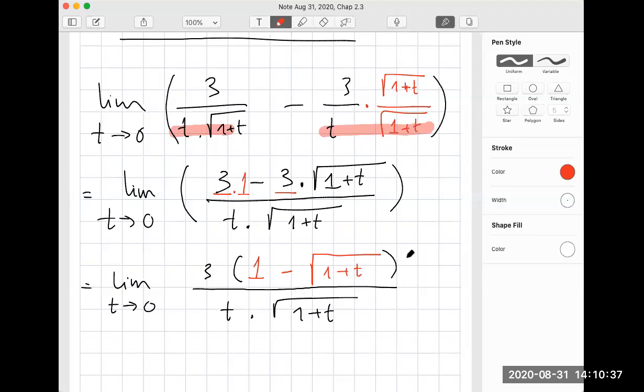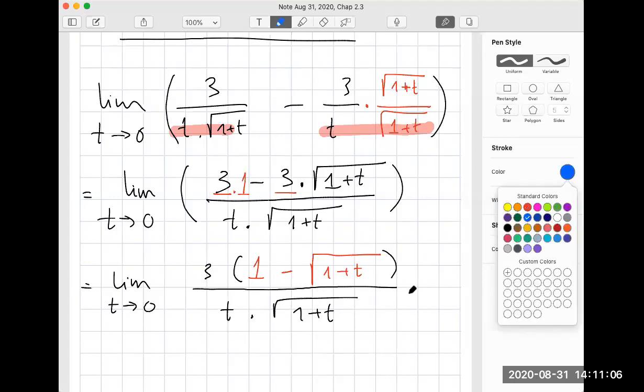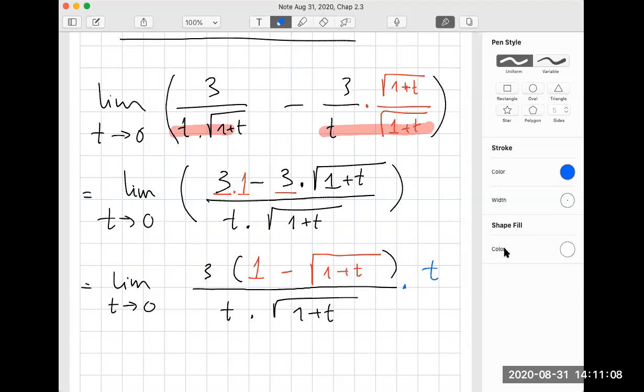Anyone help me? We want to somehow cancel it out, right? But this one is square root of something, and this is 1 minus itself. We cannot cancel them. If we multiply by t, let us try. If we multiply by 3t, then we need to divide it by t to make it even, right?